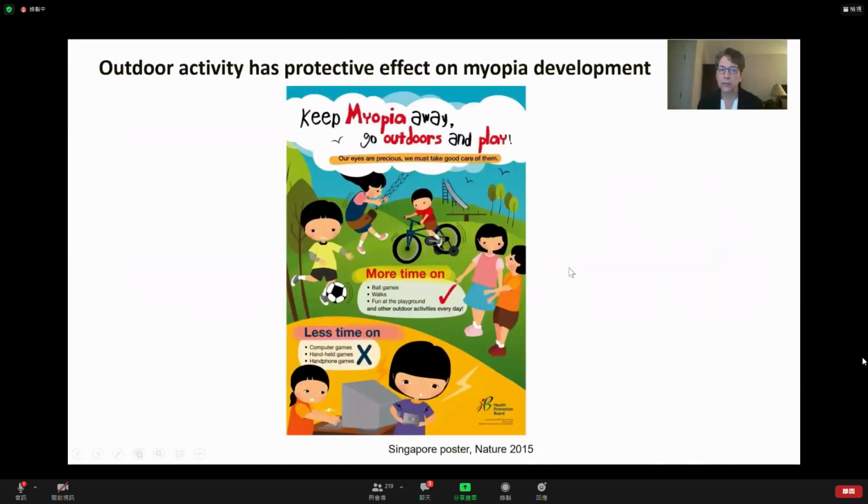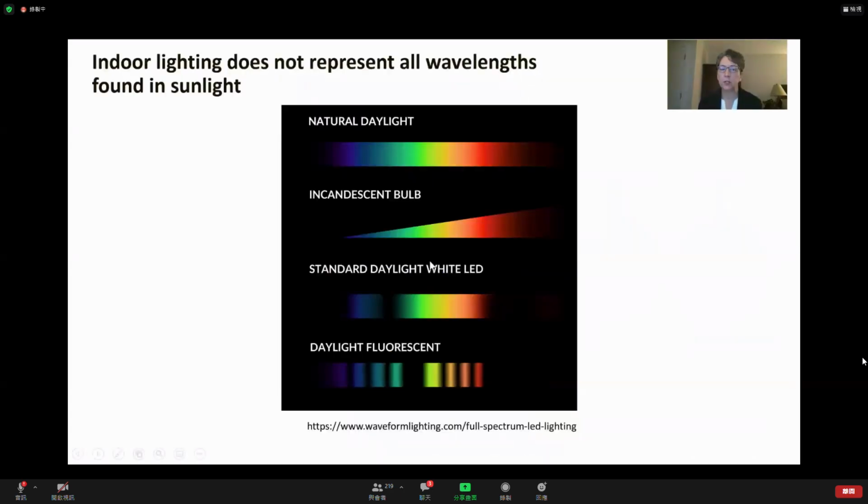Now, we know that outdoor activity has protective effects on myopia development, but the exact mechanisms behind this protective effect are not known. So one aspect could be whether or not the indoor lighting represents all the wavelengths that are found in sunlight. So here you see natural daylight, all the different wavelengths. But if I highlight just the very short end where the violet light is, you can see some of these bulbs, like the incandescent bulbs or the standard daylight white LED bulbs, do not have this short wavelength.